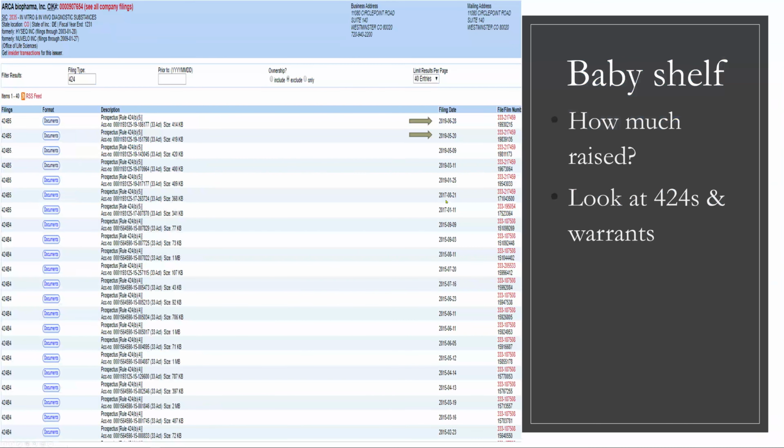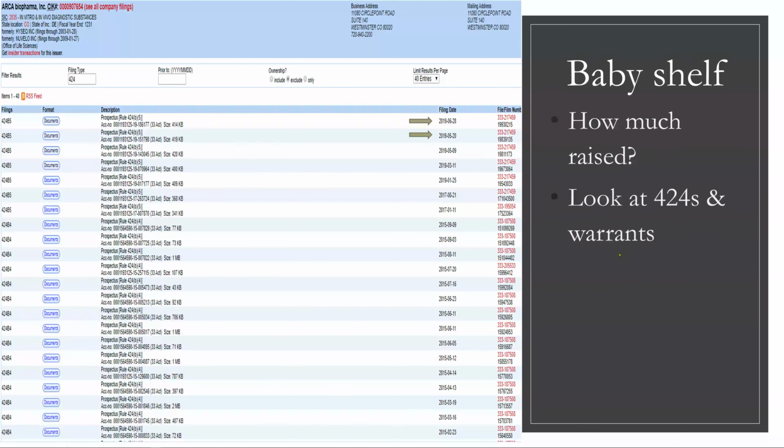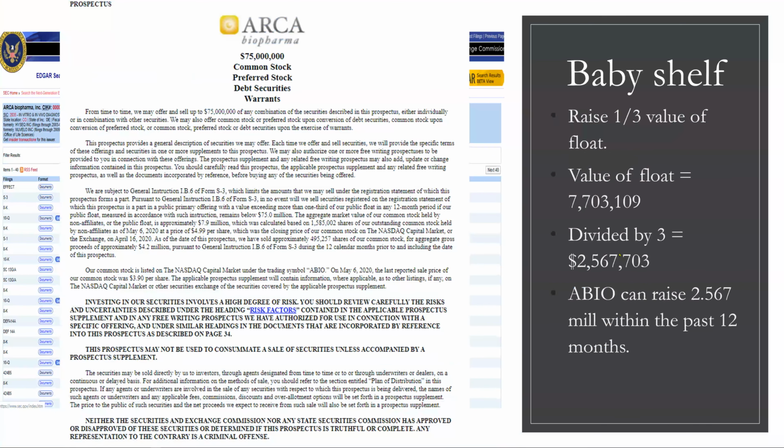Okay. So you look at the filing date, you figure out how much was raised, look at the 424s and see if the warrants were registered under what shelf, and then you add up the offerings, right? 7.6 or 763, and then 1 million. So you got basically 1.7 million that was raised already. And do you remember how much they can raise? 2.5. So what's left? That's 800,000, right? So that's all that's doing for you. So the most ABio could raise at this point was 800,000, right?